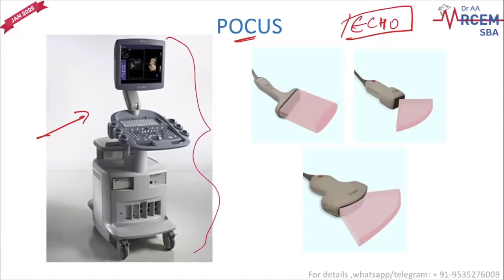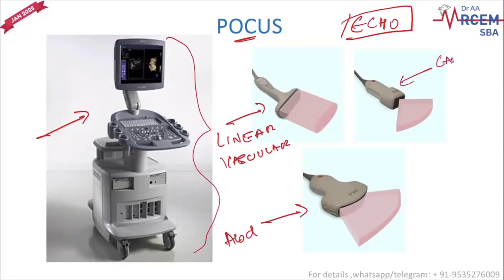You have three kinds of probes available, which are very important. This is known as the linear probe, also known as the vascular probe. As the name suggests, its main functionality is to visualize the arteries and the veins. This is known as the curvilinear probe, also known as the abdominal probe. It is mainly used to visualize the abdominal organs. This is known as the cardiac probe. As the name suggests, it is used to visualize the heart. This is what is required for you to visualize the heart.